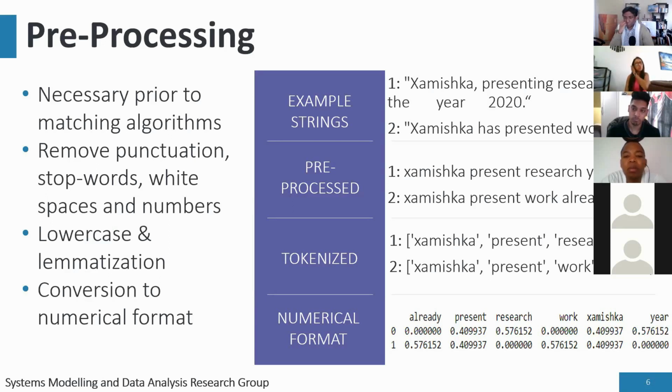Thereafter, I changed it from a string into a list of tokens, as you see here. And the final pre-processing step was to convert it to a numerical basis. And this was done using term frequency, inverse document frequency, or TF-IDF. And you see the results of that here in this table.